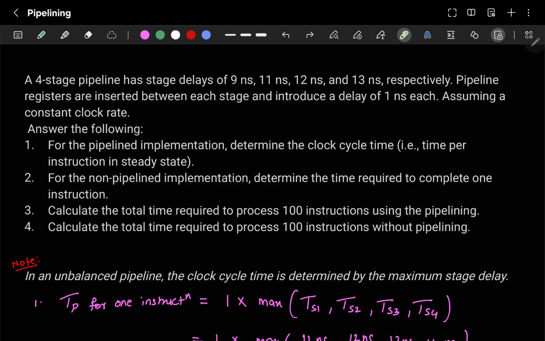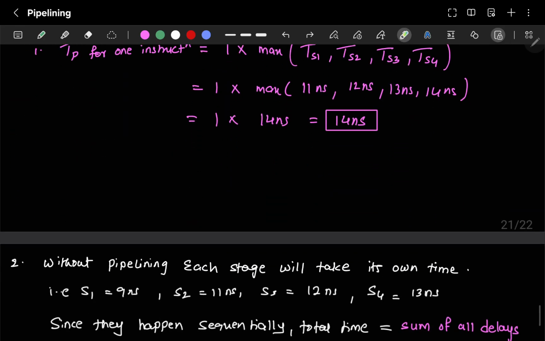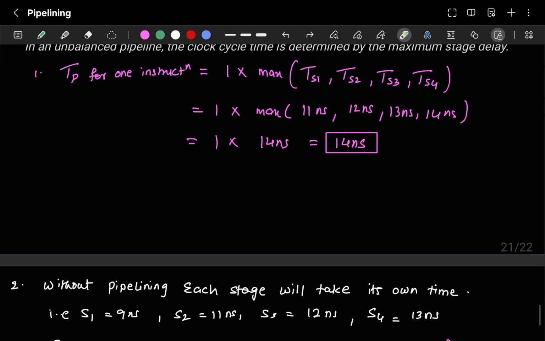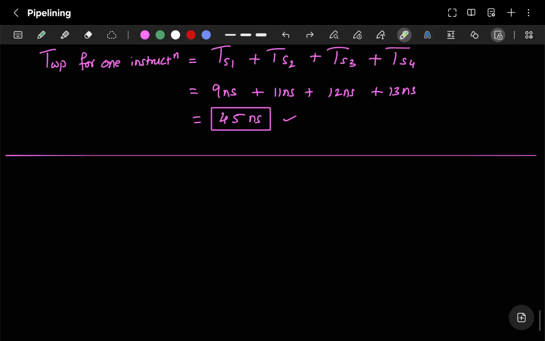Okay, so you have to calculate the time taken for 100 instructions. Till now we were calculating for one instruction. Now what if there are 100 instructions? So how can you do this? We'll take the third question, the time taken using pipelining for 100 instructions, right? Now remember the formula.